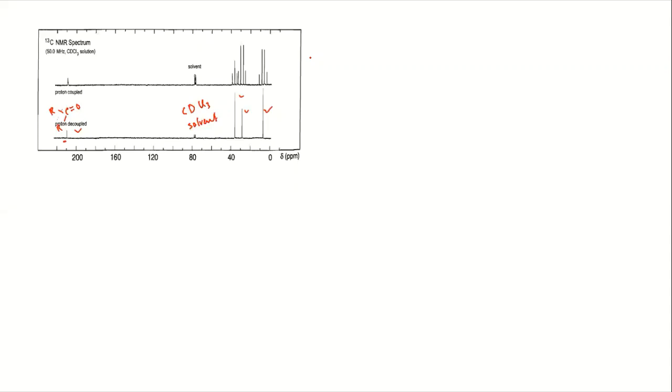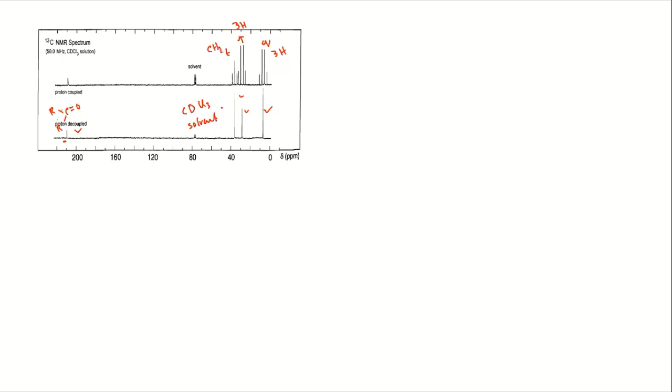Proton coupled means each carbon is split based on how many protons are attached to it. That is the proton coupled spectrum. So this one is split into 4, a quartet. That means this carbon has 3 protons. This carbon is also a quartet, so it also has 3 protons, and this carbon is a triplet. So that means this carbon has 2 protons.